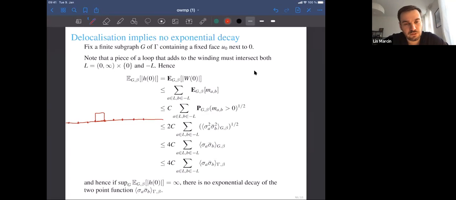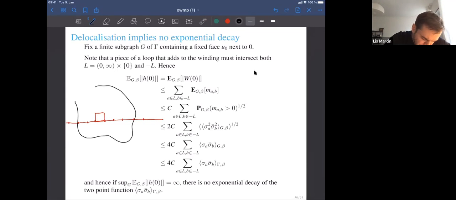We make this sort of obvious observation that a loop contributes to the height function. If you have a loop which contributes to the value of the height function at this phase, the zero phase, then that loop must intersect both the left and the right-hand side of this line. The loop must go through both sides. If it just goes through one side, it never contributes a winding around zero. So this is the first observation, and that is crucial here.